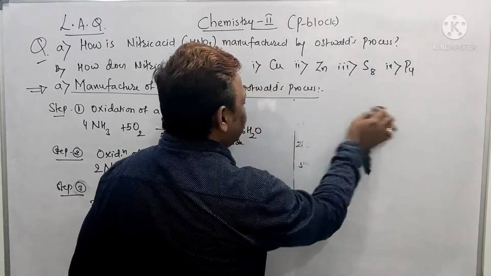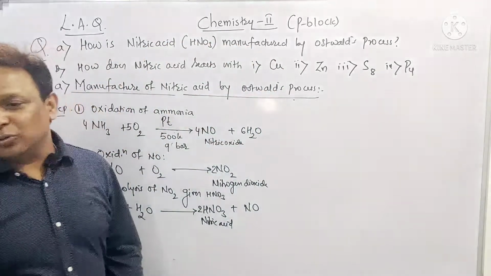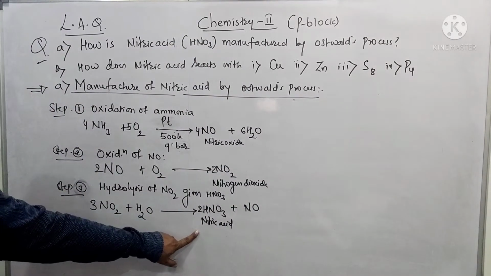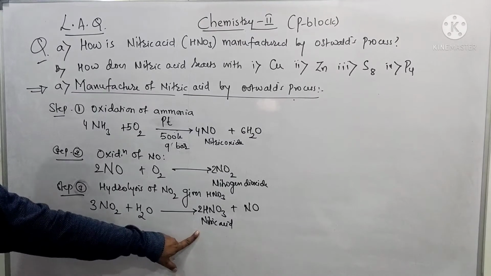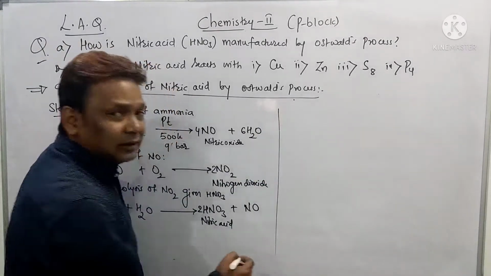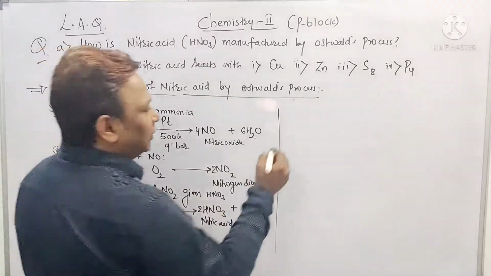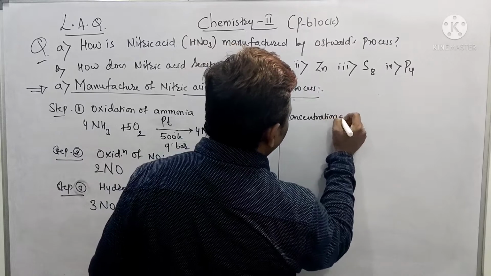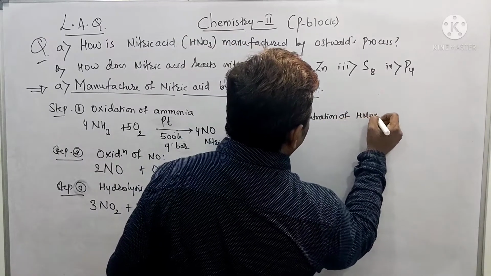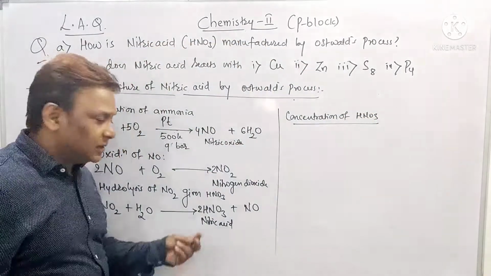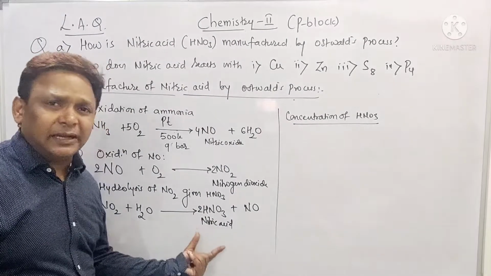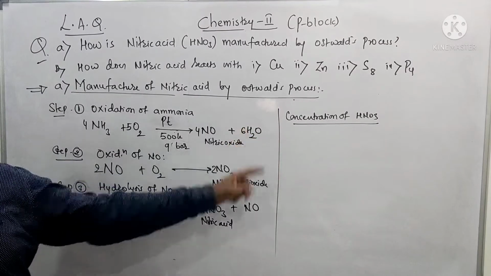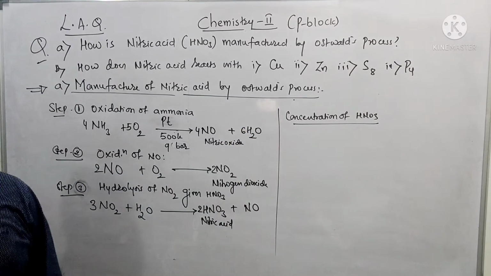But I will say just simply 4 marks. It is better to go with some more. The obtained nitric acid is very dilute, so we should concentrate it. That is not written here, but we have to mention it. Concentration of HNO3: the obtained nitric acid is very dilute and we have to concentrate it in such a way that we get 100% pure nitric acid.